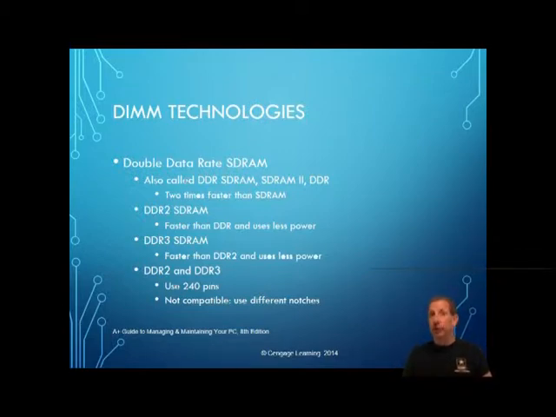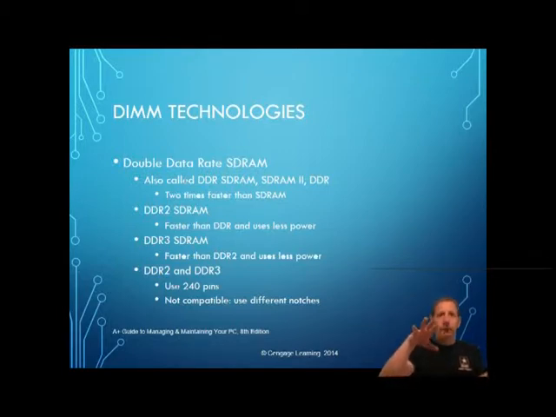Two other improvements over DDR are DDR2 and DDR3. Now, DDR2 is faster and uses less power than DDR. DDR3 is faster and uses less power than DDR2. Now, both DDR2 and DDR3 use 240 pins, although their notches are not in the same position, which means you won't be able to make the mistake of putting a DDR3 chip into a DDR2 slot. They are not compatible, and the different notch positions keep you from making that mistake.